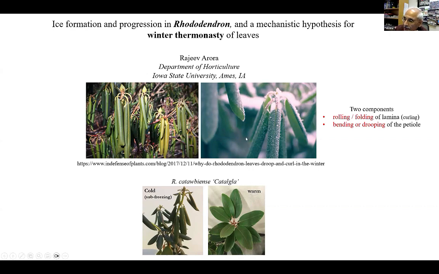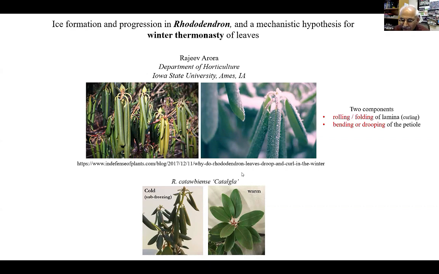Together, this rolling or folding of the lamina and drooping of the petiole is called thermonasty, which in other words is a temperature-induced nastic movement, as opposed to tropic movements.